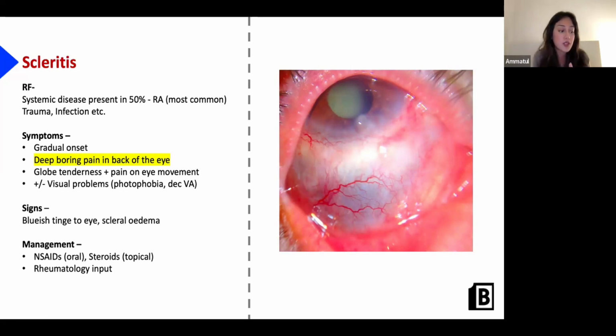In terms of management, the first line for mild to moderate scleritis is an oral NSAID. Topical steroids might be used to reduce ocular inflammation, but treatment is generally systemic in severe cases, and this would ideally be started by a specialist because of the side effects associated with systemic steroids and immunosuppression, etc.